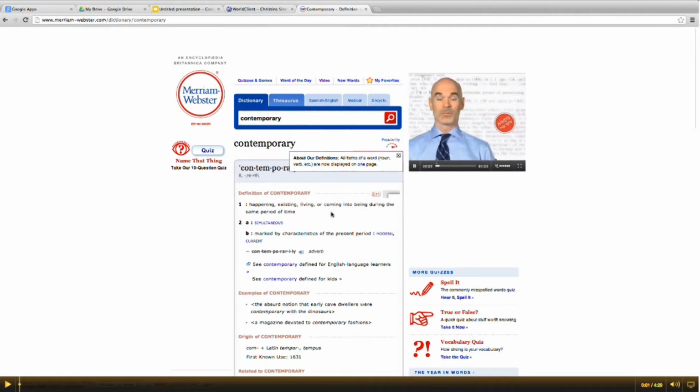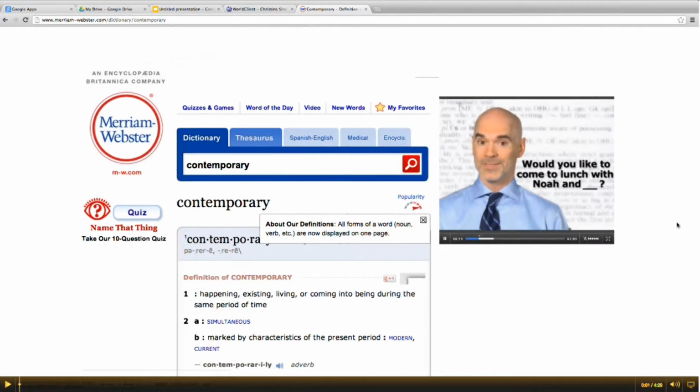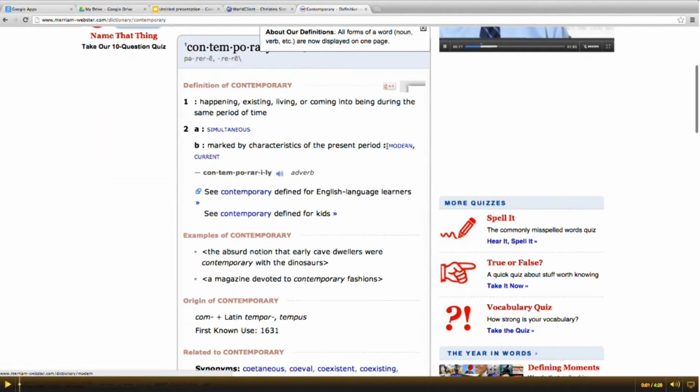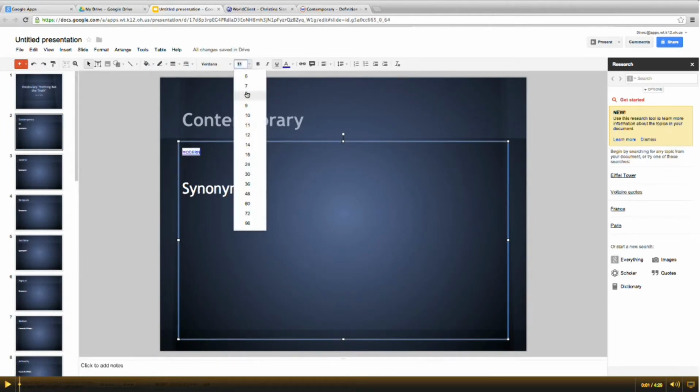Look here. Does that really make sense? Happening or existing? That doesn't really make sense to you, does it? What about this word right here? Modern. Does that make sense? Yeah. Modern definitely makes more sense than the first one that we went over. So that's probably what I would have used in my vocab. We're going to put that first. That's my definition. We're not going to worry about the fact that it's kind of hard to read at this point. So, modern.